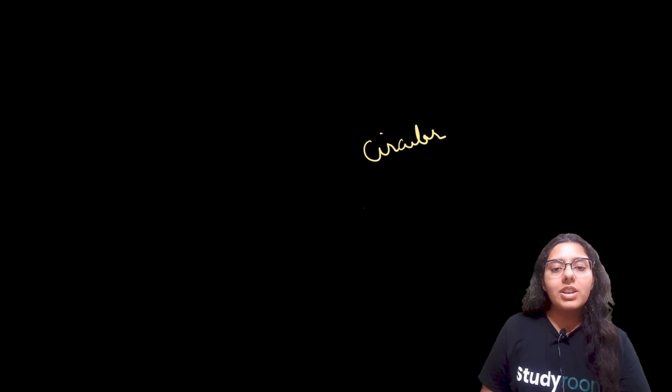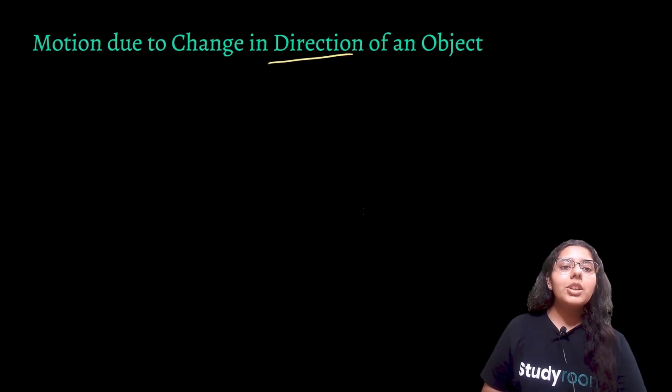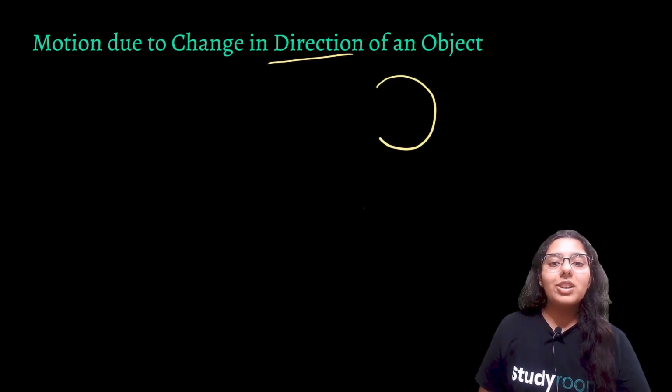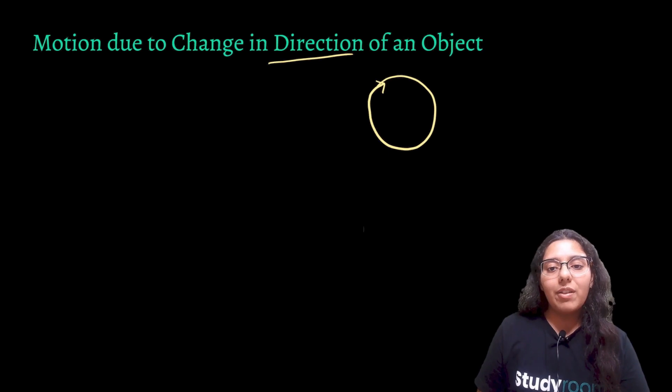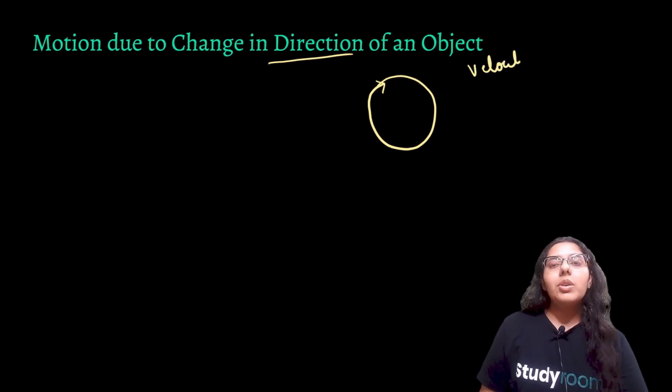Motion due to change in direction of an object. One very special thing about circular motion, I don't know if you have observed this, but let's discuss. What is velocity? Velocity has two components, right? Magnitude as well as direction. So circular motion is that kind of motion in which you can have the same magnitude, but your velocity can change every moment. Why? Because your direction is changing every moment, right?